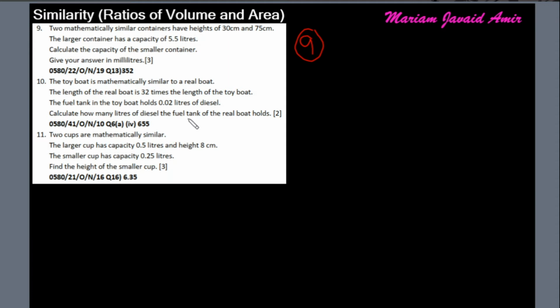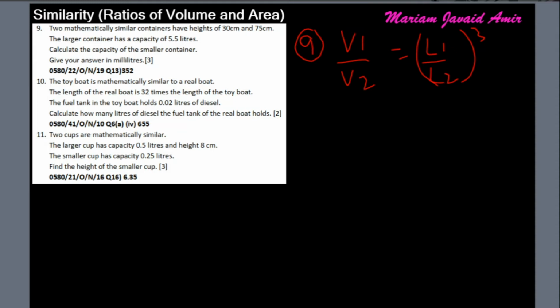Question 9. Two mathematically similar containers have height 30 and 75 centimeters. The larger container has capacity of 5.5 liters. Capacity is the volume. Calculate the capacity of the smaller container. Give your answer in milliliters. So now we'll use the formula for volume. V1 over V2 equals L1 over L2 whole cube. So it's same as the formula for mass. That's m1 over m2 equals to L1 over L2 whole cube as well.